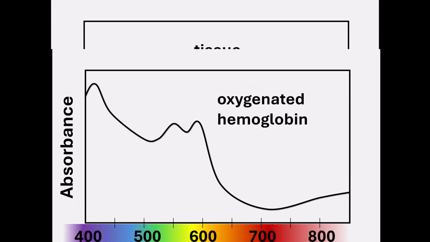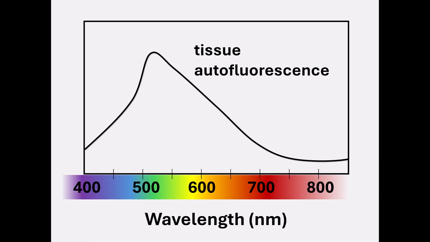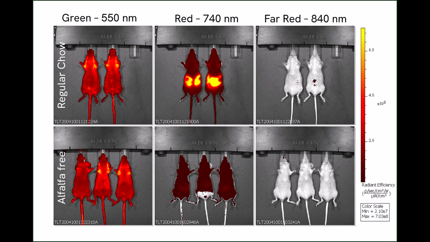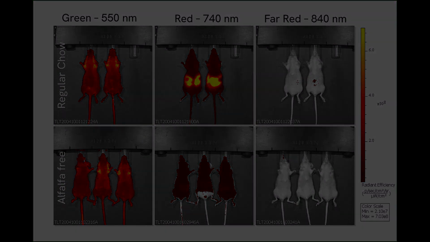The third issue is autofluorescence from tissue and chow. Tissue autofluorescence is produced when endogenous fluorophores within the animal are excited. Autofluorescence is highest at wavelengths below 650 nanometers and reduces with increasing wavelengths. Autofluorescence background signal will be lowest in the far red region of the spectrum. Chow autofluorescence is a result of chlorophyll absorption and emission. Alfalfa-containing diets are high in chlorophyll content. Chow autofluorescence is most intense between 650 and 700 nanometers. Specifically formulated alfalfa-free diets can be used to minimize chow fluorescence.